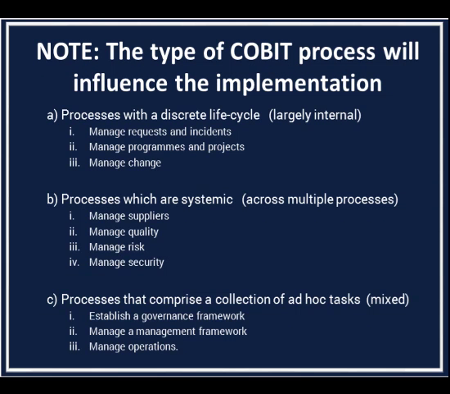Note the type of COBIT process will influence the implementation. Processes with a discrete lifecycle are largely focused internally, for example, managing requests and incidents, or manage programs and projects, or manage change. Some processes are systemic. They coordinate, orchestrate, and choreograph work across multiple processes. For example, managing suppliers, or manage quality, manage risk, or manage security. While other processes comprise a collection of ad hoc tasks, for example, establishing a governance framework, managing a management framework, or managing operations.